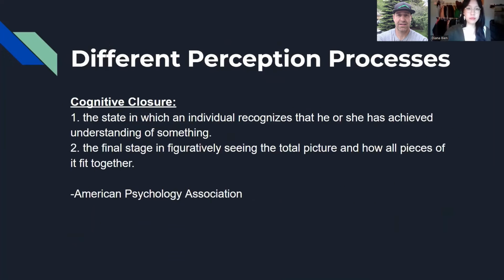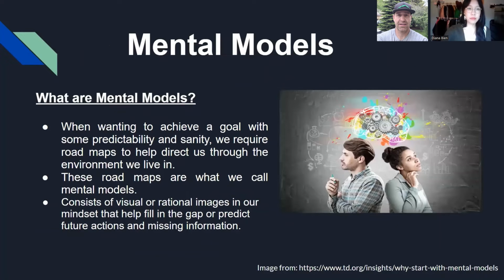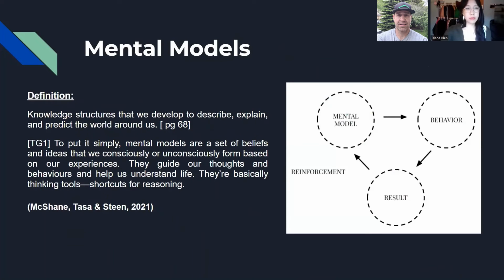Lastly, with mental models, there are knowledge structures that we develop to describe, explain, and predict the world around us. To put it simply, mental models are a set of beliefs and ideas that we consciously or unconsciously form based on our experience. They guide our thoughts and behaviors and help us understand life. They're basically thinking tools and shortcuts for our reasoning.